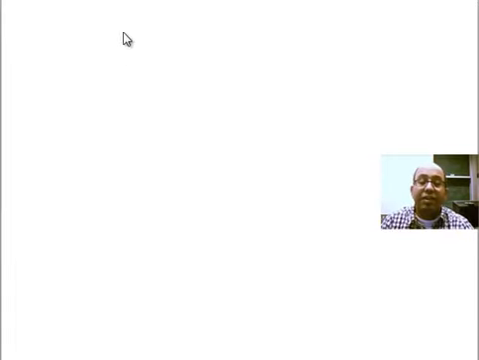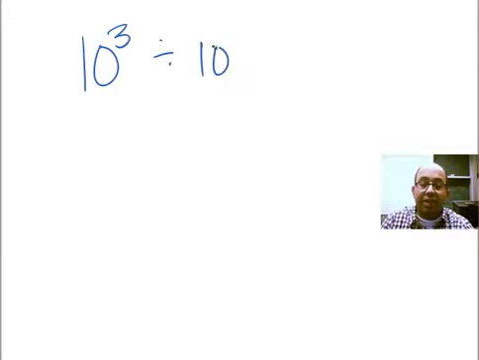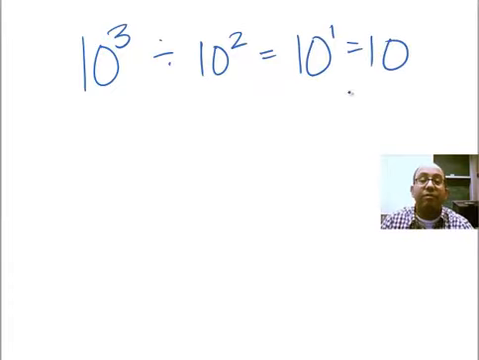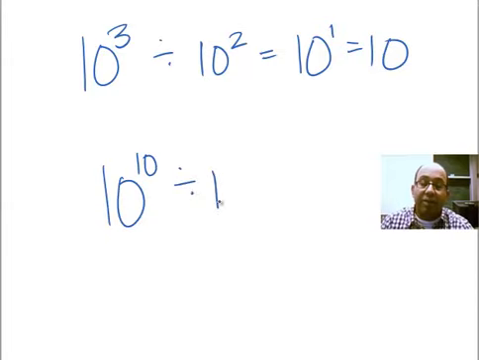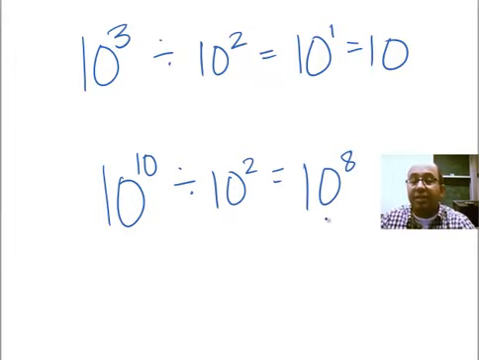So next, we're going to divide. So you take 10 to the 3rd divided by 10 to the 2nd. So if you add when you multiply exponents, you subtract when you divide exponents. So it's 10 to the 1st, or 10. 10 to the 10th divided by 10 squared is 10 to the 8th power. So that's it. That's how you multiply and divide exponents.